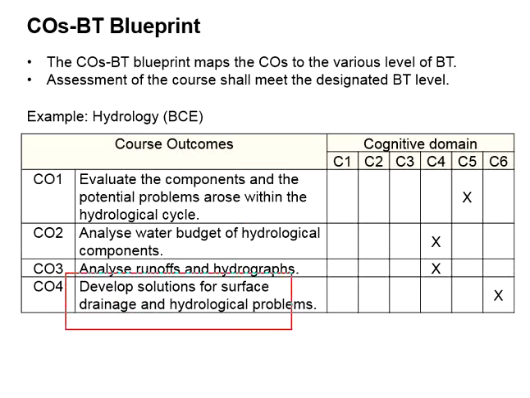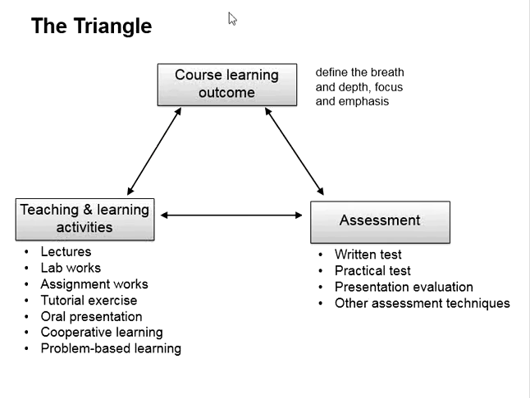If the course outcome here is stating level 6, the highest that you need to assess will be level 6. If you are doing the assessment only on C1 and C2, there will be misalignment in terms of the course learning outcome and the assessment. This is about the alignment between the course learning outcome and the assessment.